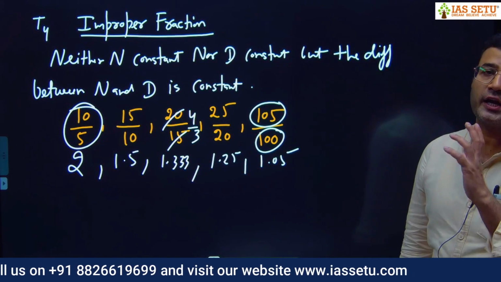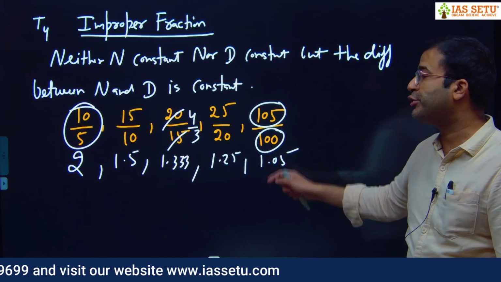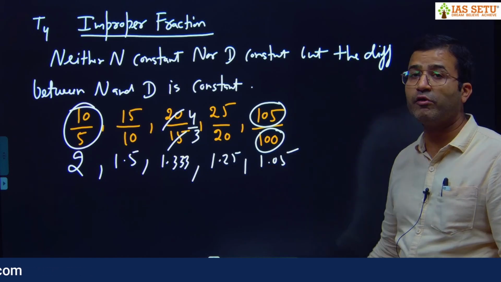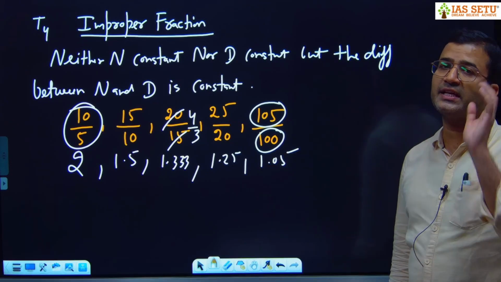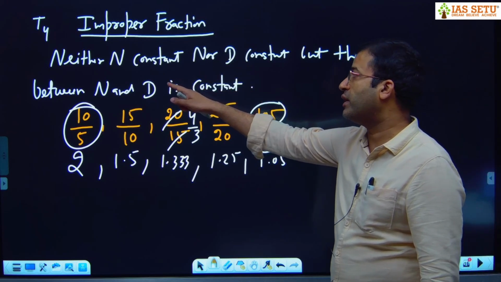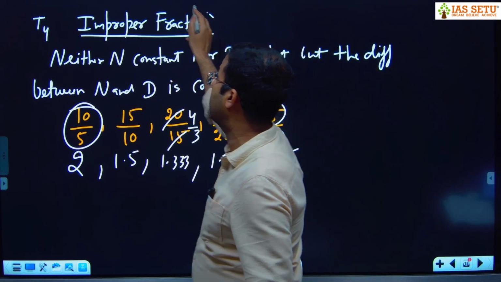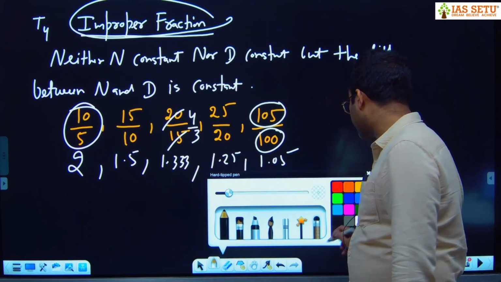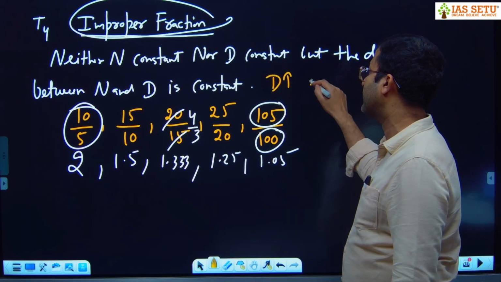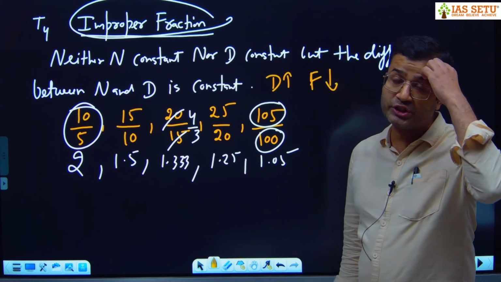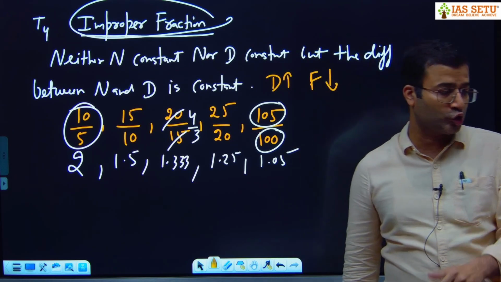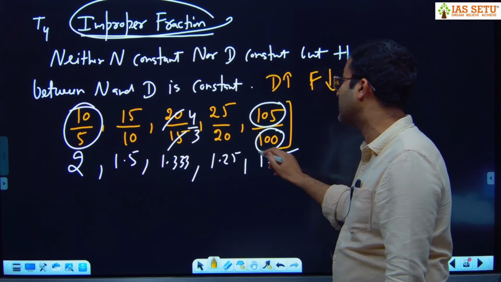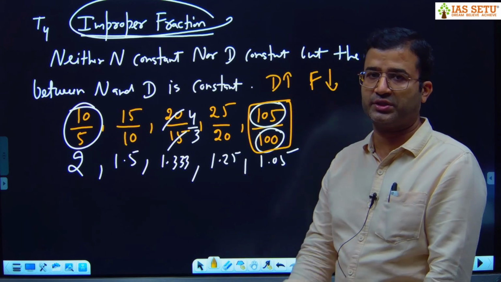So you have to train your mind. You have to tell your mind again and again, these are improper fractions. So 105 upon 100 is not the largest, it is the smallest. What is important: neither numerator nor denominator constant, but if it is an improper fraction and the difference between numerator and denominator is constant, as denominator increases, fraction value decreases. What looks big is not big, it is small. Here 10 by 5 is the largest, 105 upon 100 is the smallest.